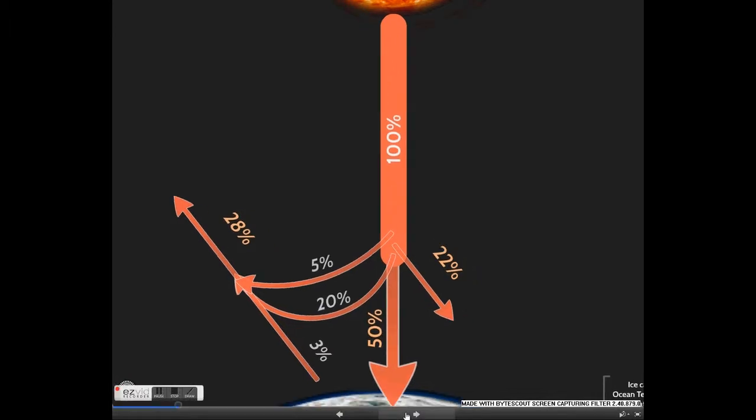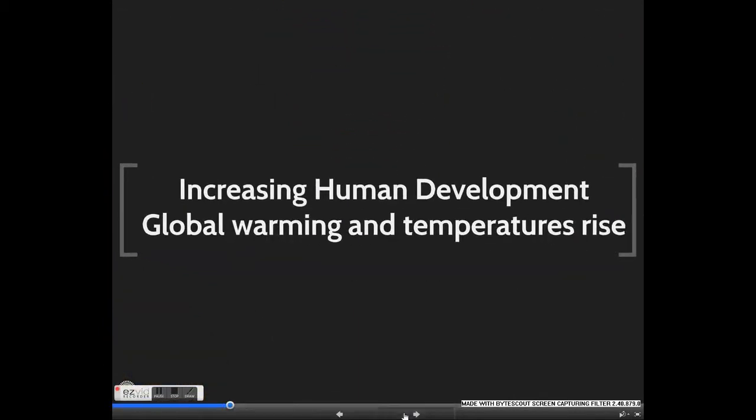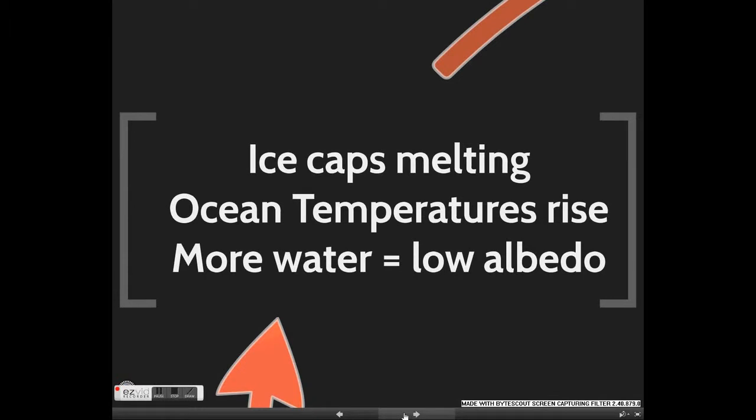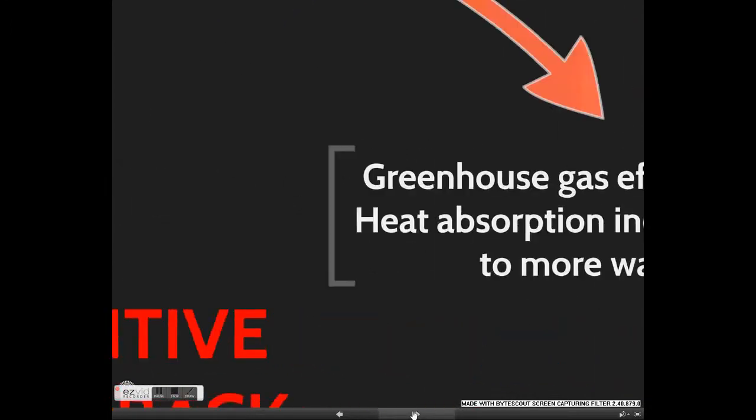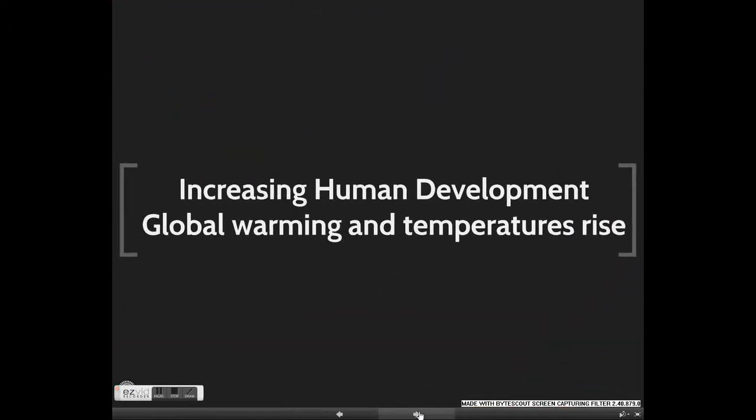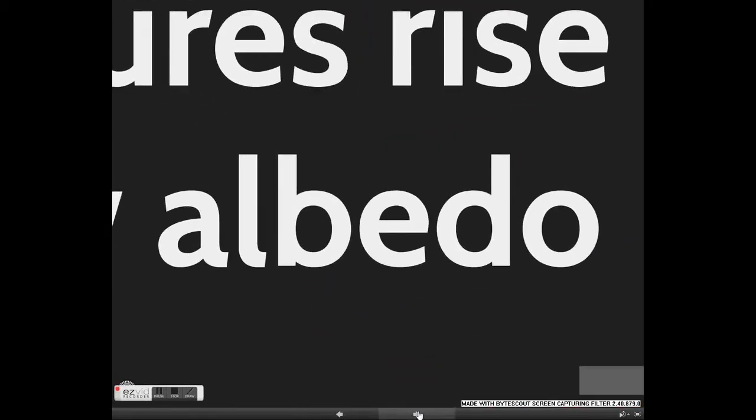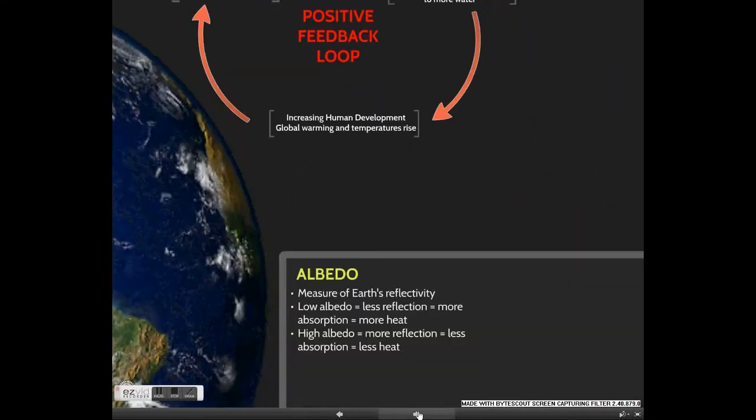While our current solar radiation is happening, we do have increasing human development as well as global warming and temperatures rising every year, which leads to ice caps melting, ocean temperatures rising, and since ocean temperatures are rising, we do have more water, which also equals low albedo, which then leads us to the greenhouse gas effect occurring, heat absorption increasing due to more water, which leads back to global warming and temperatures rising, along with our increasing human development. And thus, we have our positive feedback loop.